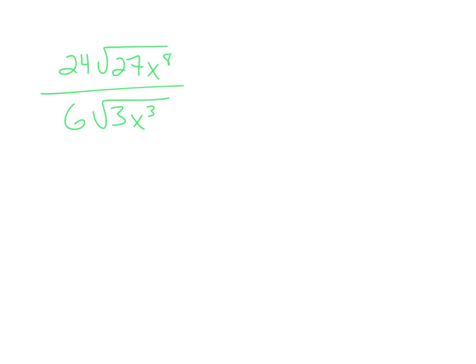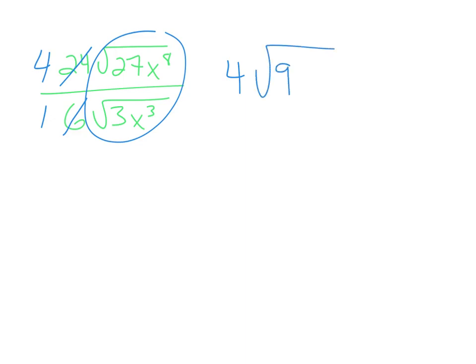All right, try this one, pause the video, come back, check your answers. So I can reduce this, and I can also reduce this mess. So I'm going to get 3 into 27 is 9, and 8x over x to the 3rd is x to the 5th.